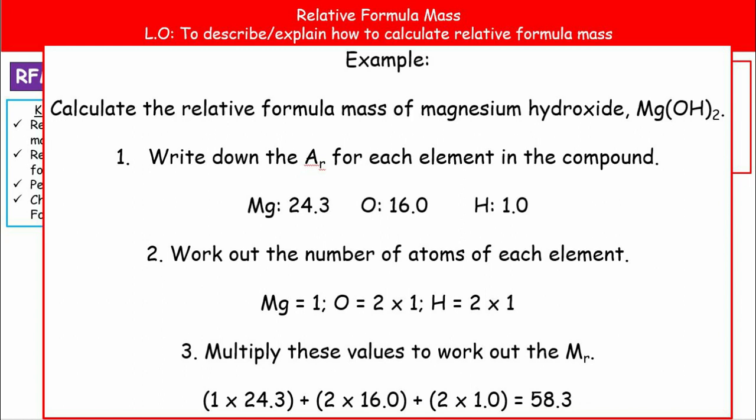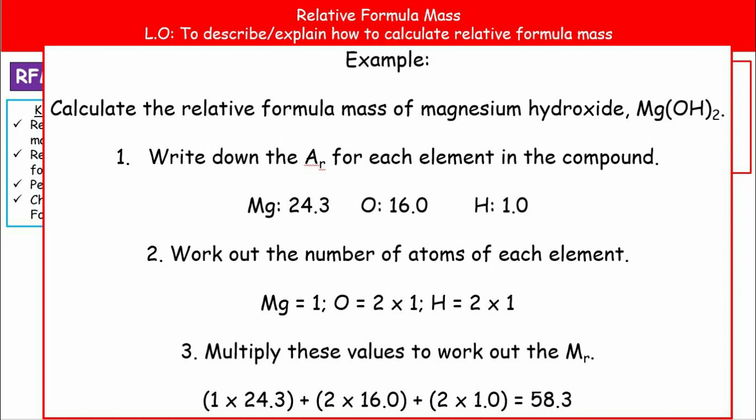If we look, magnesium has no number after it, so there's 1 magnesium. If we look at the oxygen and the hydrogen, you can see they're in brackets there. And what we said was, if we've got brackets, then the little number to the bottom right multiplies everything inside by that. So we've got a little 2 on the outside there, which means we've got 2 oxygens and 2 hydrogens.